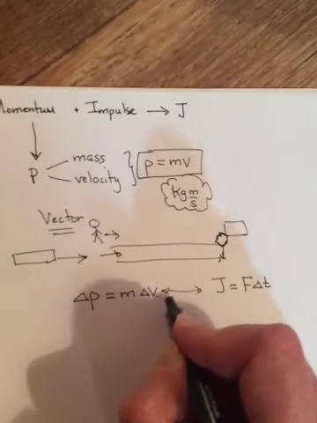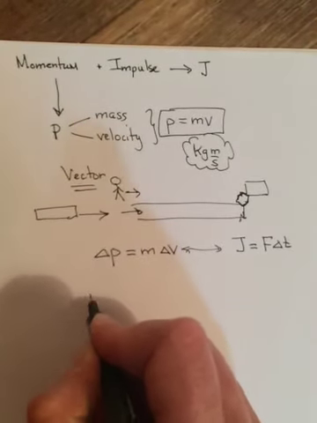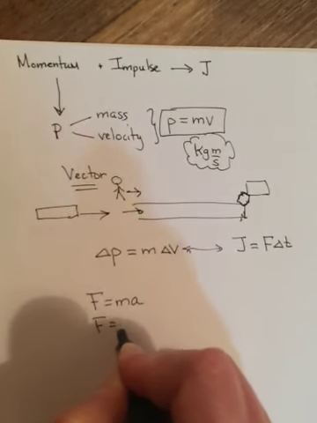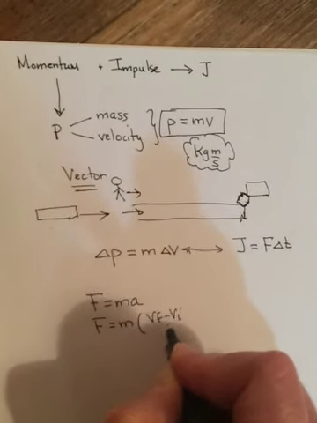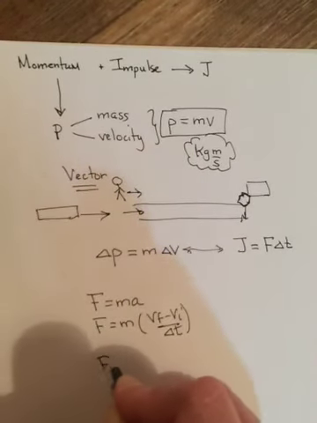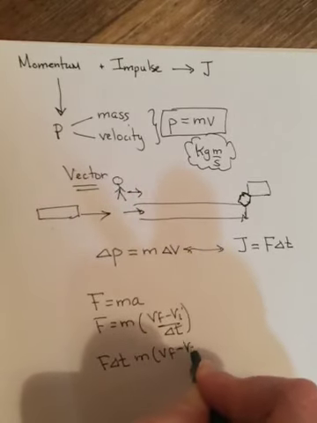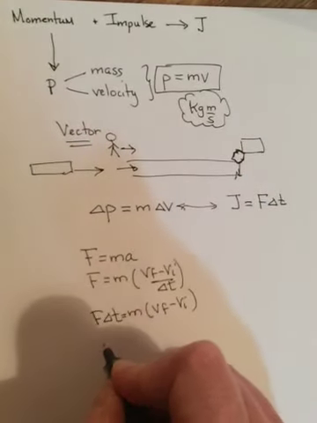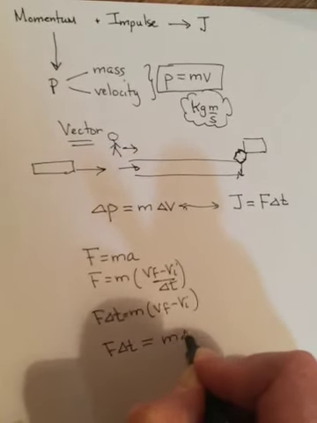And these two are connected together. How are they connected? They're connected through Newton's second law, F equals ma. A, we know, is (Vf minus Vi) over delta T. If I bring the delta T over to this side, I have F delta T is equal to m(Vf minus Vi). And we know that Vf minus Vi is just delta V. So I have F delta T is equal to m delta V.